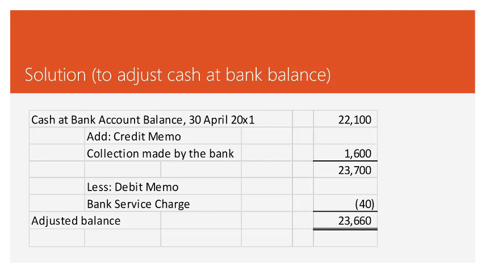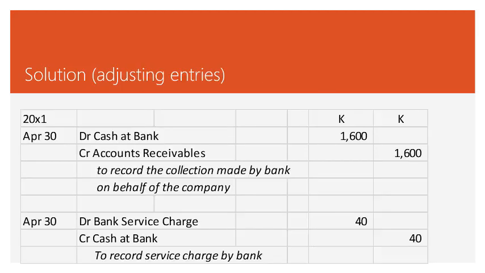Okay, so for adjustment, to record the collection made by the bank from ABC Limited's customer, that will be debit cash at bank, credit accounts receivable 1,600 kina. Now to record the bank service charge, debit bank service charge and then credit cash at bank. So when you adjust this, it will give the adjusted balance for the cash at bank ledger.